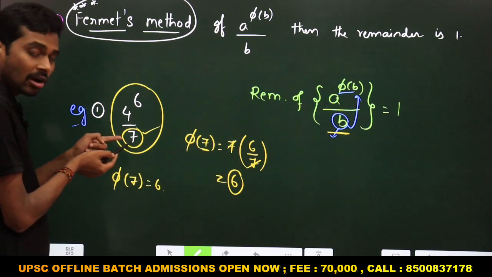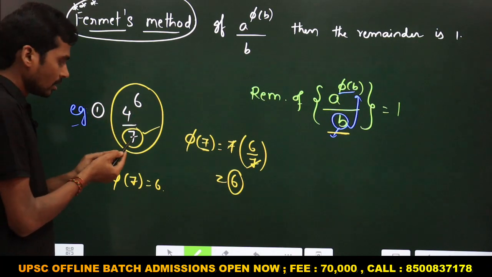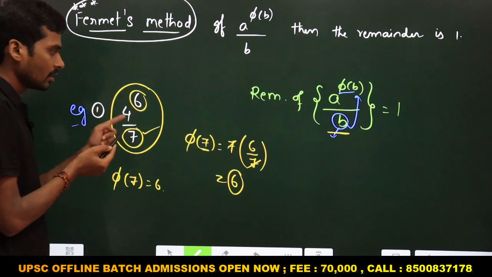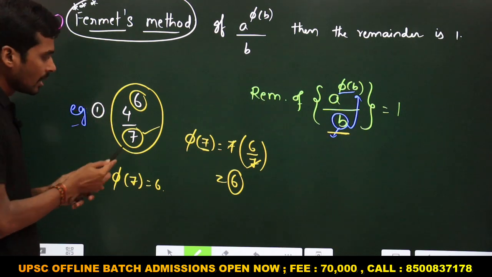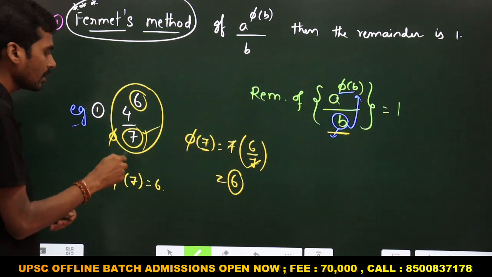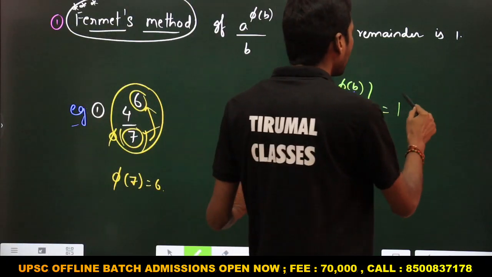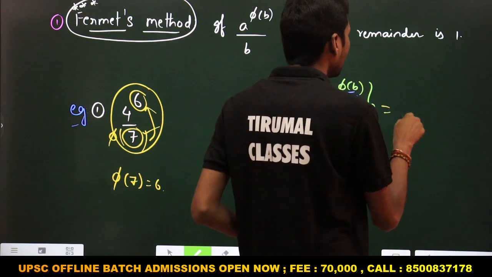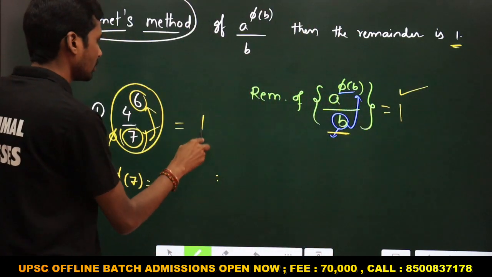If this phi of the denominator is equal to the numerator power, so what is the power of the numerator? The power of the numerator is nothing but 6, which is nothing but phi of 7, right? If phi of this number is equal to this power, then we immediately say that the remainder is always 1. So the remainder is 1.